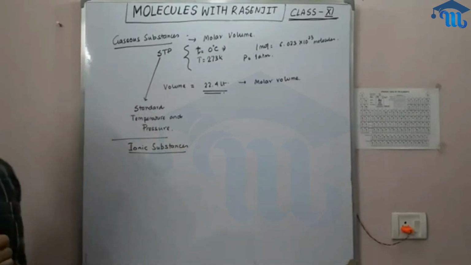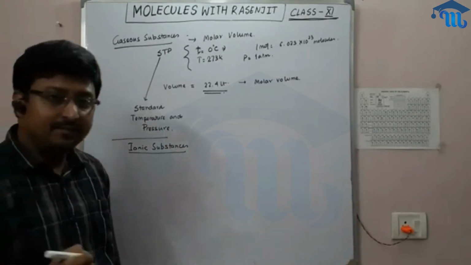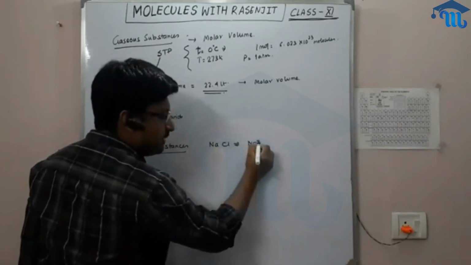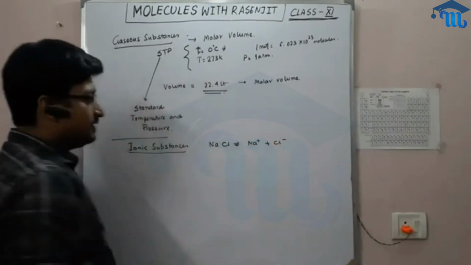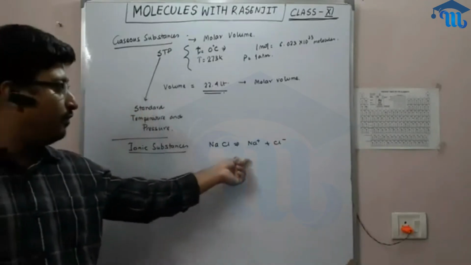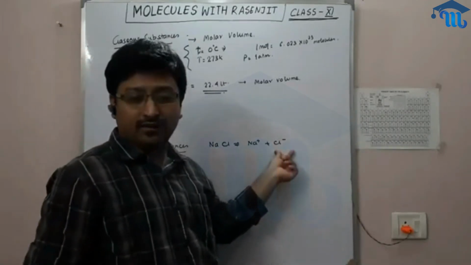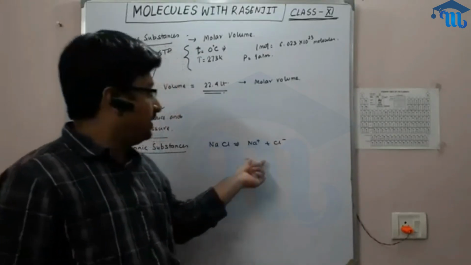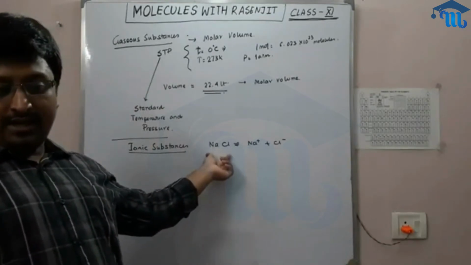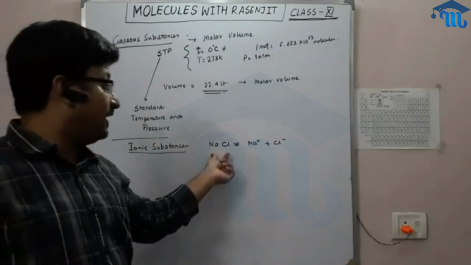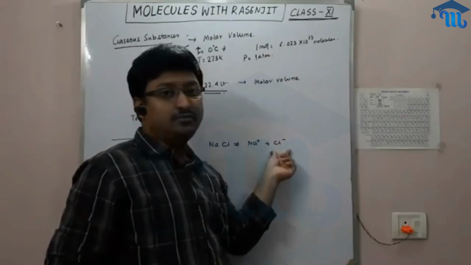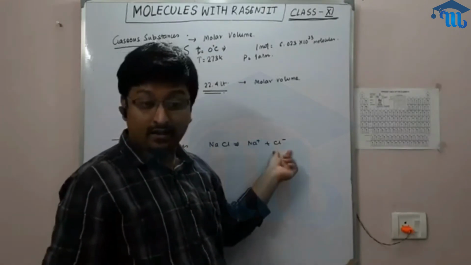Ionic substances, if I talk about. In the case of ionic substances, let's say you have sodium chloride. It dissociates to give Na+ and Cl-. That means 1 mole of sodium chloride will give 1 mole of sodium ion and 1 mole of chloride ion, right? That means 6.023 × 10^23 units of sodium chloride give you 6.023 × 10^23 sodium ions and 6.023 × 10^23 chloride ions.